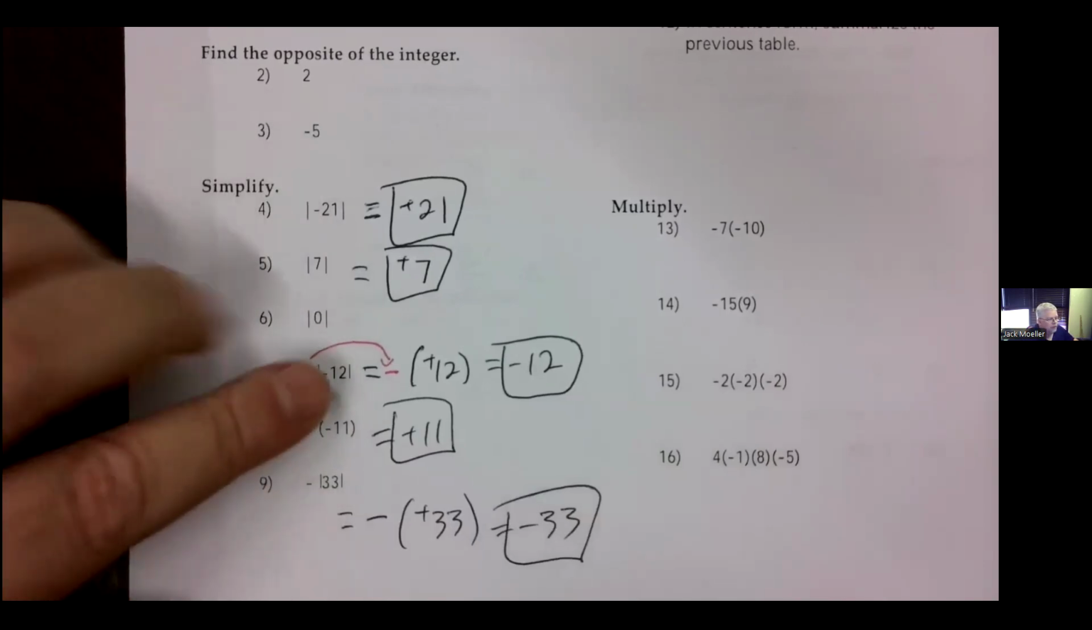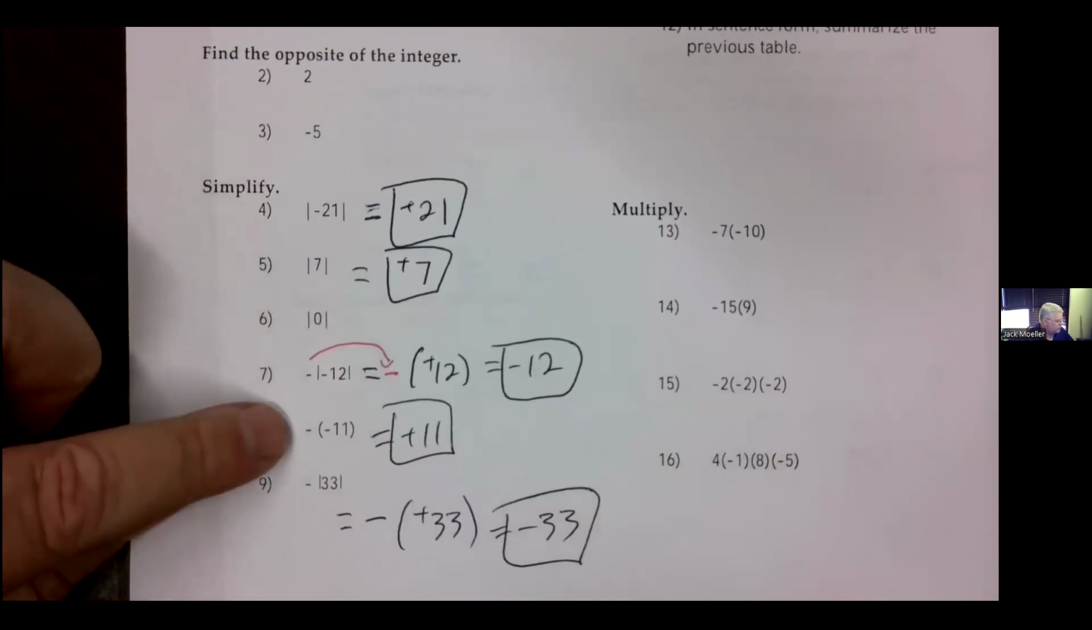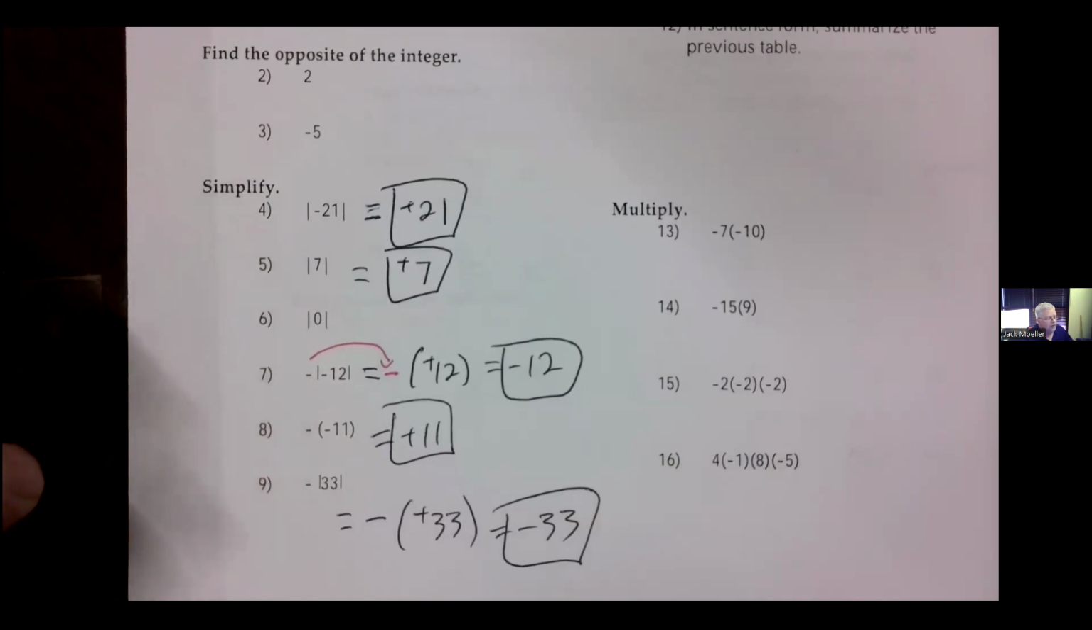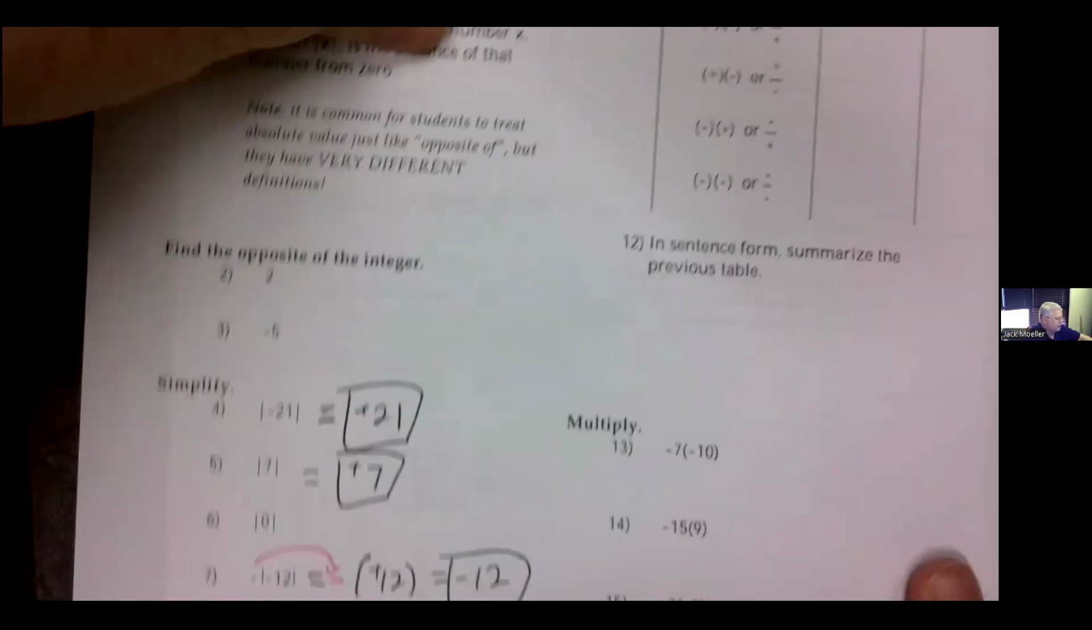So like I said, these in particular, 7, 8, and 9, get confused all the time because we're so used to saying opposite of all the time. Since we don't use absolute values much, we tend to just treat it like parentheses and we get off track a little bit.